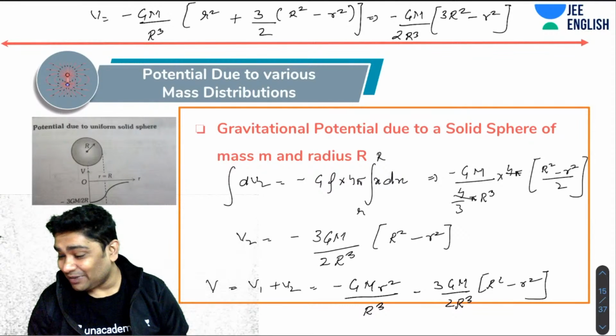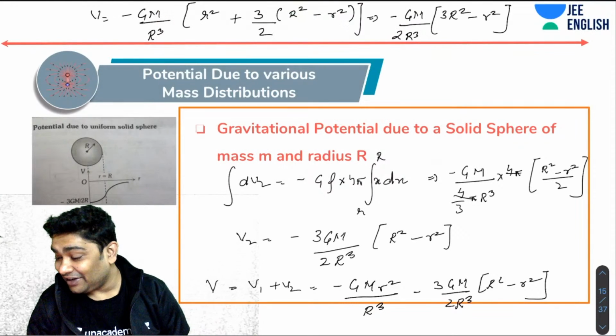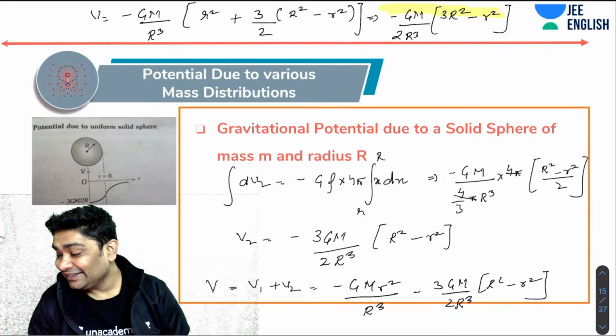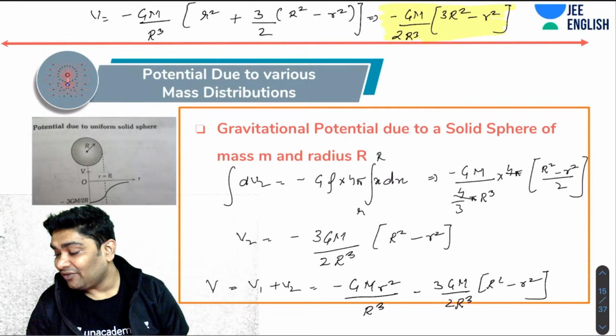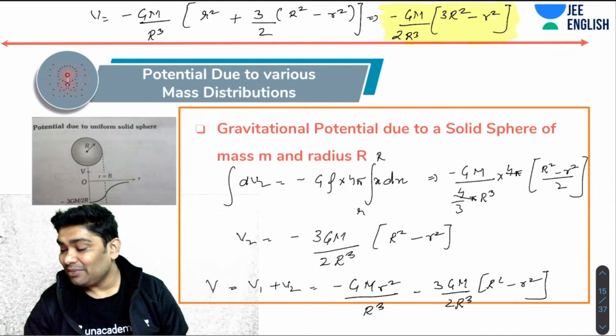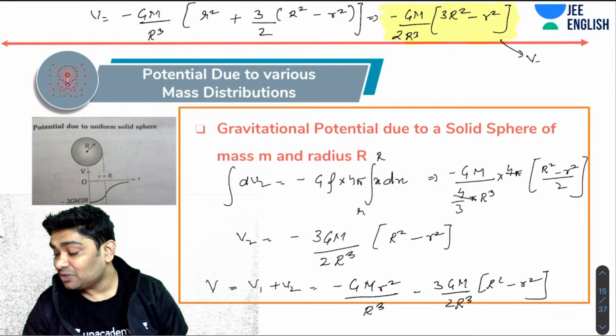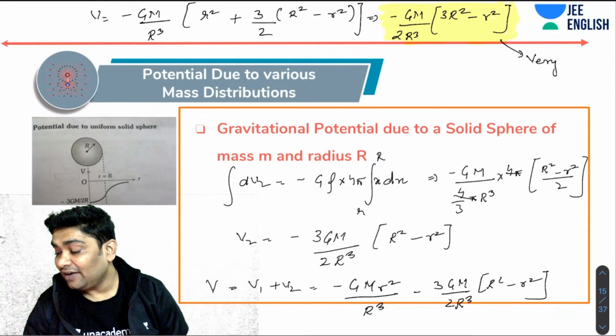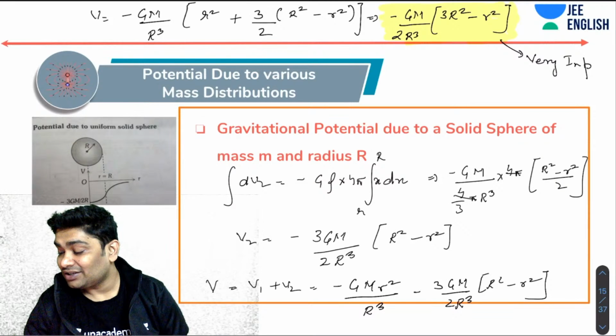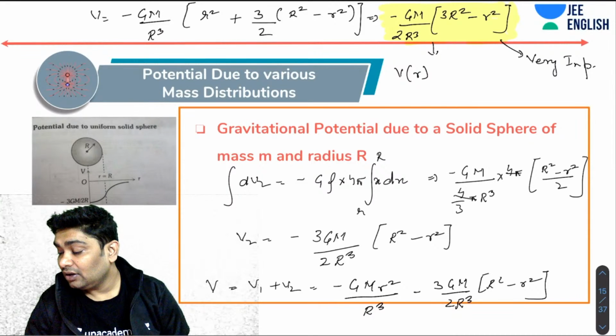So this is the expression. Now this is a very, very important result. Okay. So this is the V for all points which lie inside. Please remember this, very, very important, especially for advanced. Advanced people love asking questions from this. Okay. So this is V for all r less than capital R.